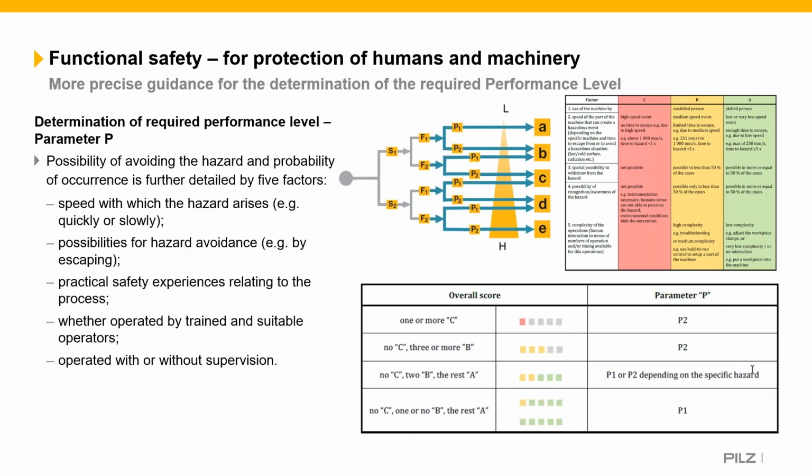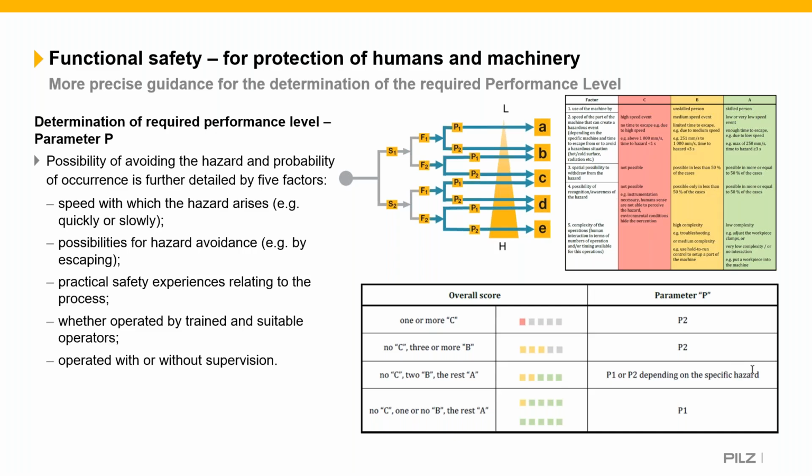As I said previously, there's a bit more information also, or guidance given on how to determine the probability of avoidance. So we're going to look at various factors, which could be the speed at which the hazard arises. Is it possible to escape it? You know, are you trapped, or have you got a lot of room? Practical safety experiences relating to the process. Do you know when you design it? When people understand it, they may say, well, this is less likely to happen, or easily avoided.